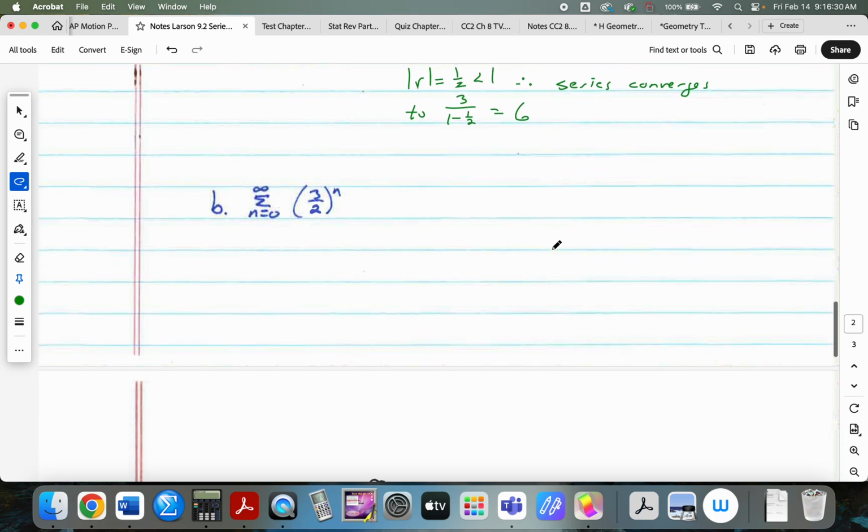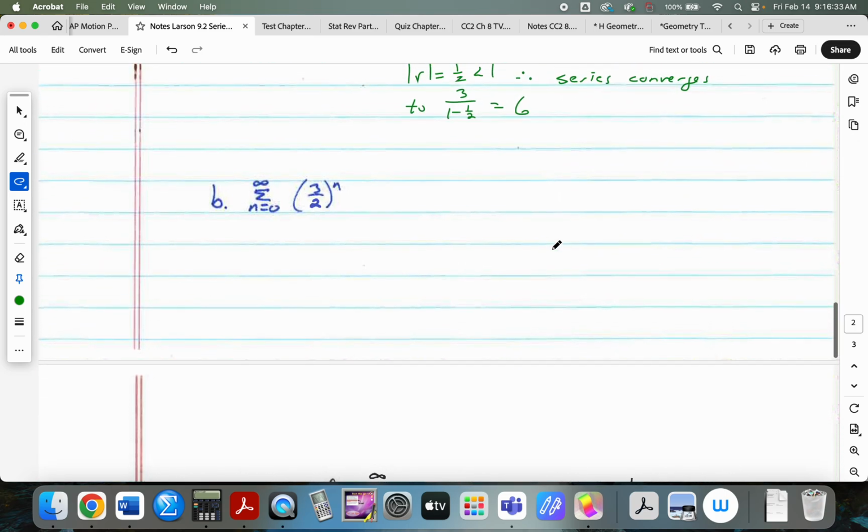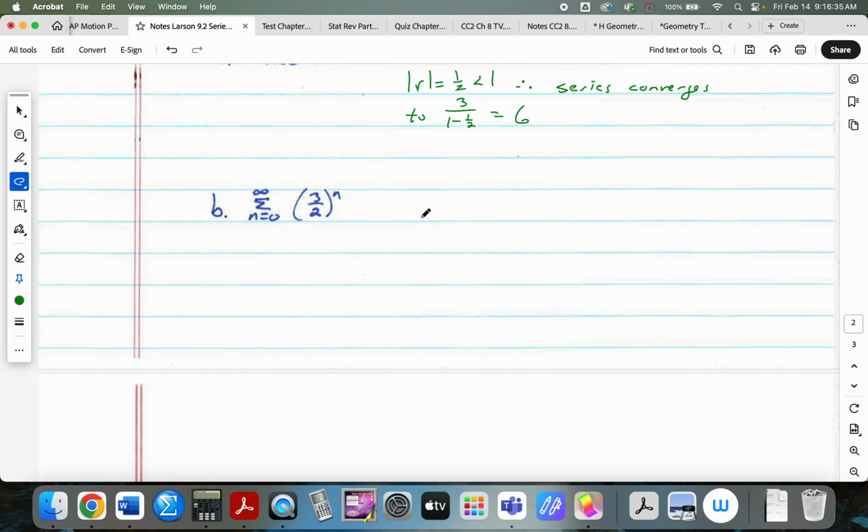All right, let's take a look at this one. This is also a geometric series. In this case, the absolute value of r is 3/2. That's what you're multiplying by each time. Since that's greater than or equal to 1, this series diverges. Because the terms just keep getting bigger, and you're adding on those terms. It's never going to stop at some particular value.